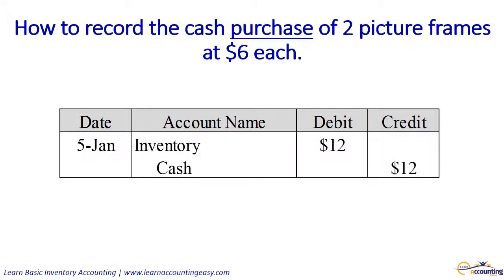The first thing we're going to talk about is recording a cash purchase of 2 picture frames at $6 each, so a total of $12. The entry is very simple. As you see here, we're just going to debit inventory, the 12, and then we're going to credit cash, 12.